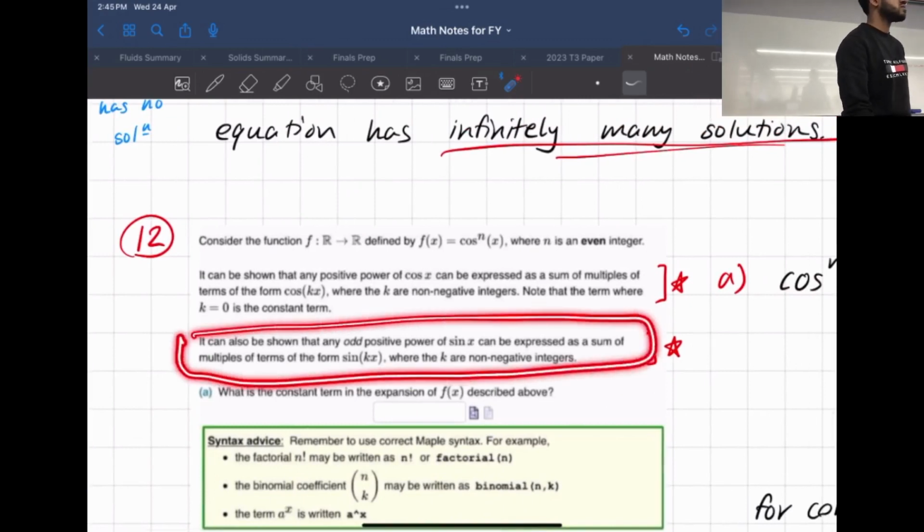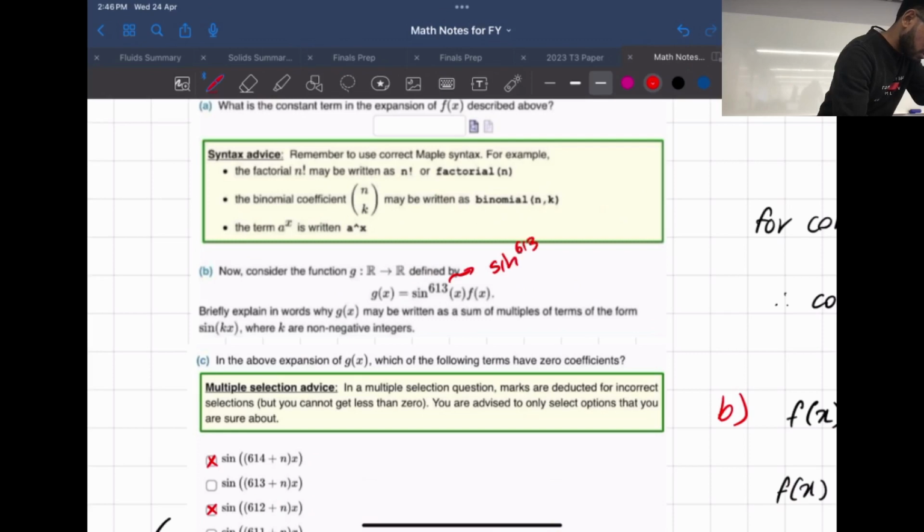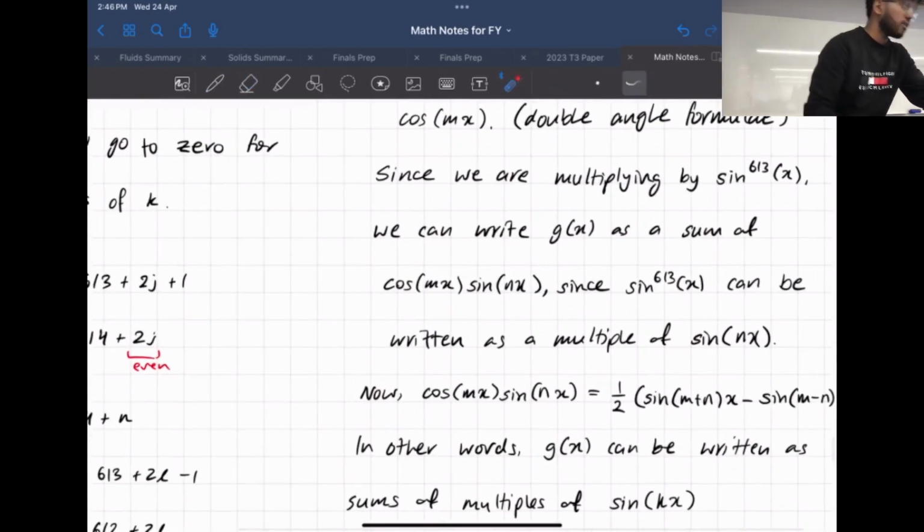For any odd powers, so in our case we have 613. Alright, 613. We can rewrite that in terms of sine. So we can say sine 613 x is equal to maybe sine x plus sine 3x plus dot dot dot. Yeah. Now, when we multiply the cos and the sine terms together, we get something in this form: cos mx times sine nx. Oh, okay, nx, yeah.